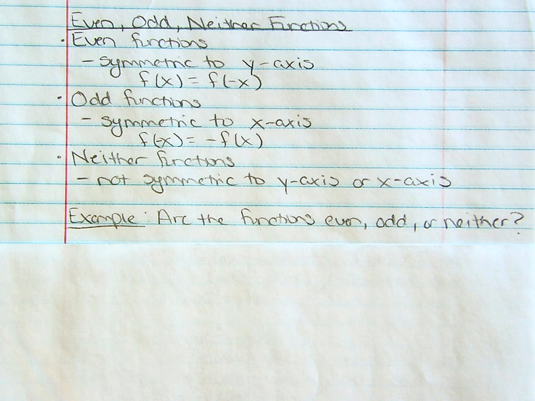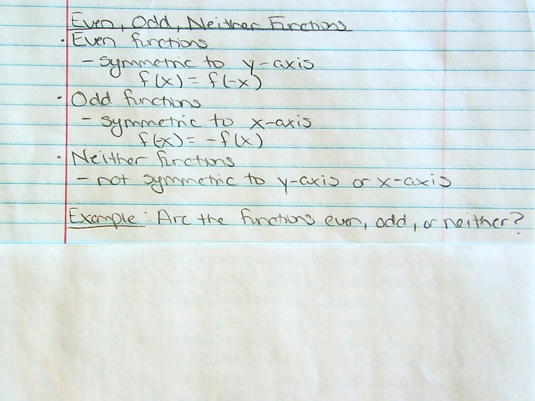So when we are figuring out if a function is even, odd, or neither, really what we're going to do is test to see if it's even. If it is, great, we're done. If it's not, then we move on and say, okay, well, is it odd? And if it's not, okay, then we move on. And if it is, then we're done. So you go down the steps of figuring out which one is even, odd, or neither.